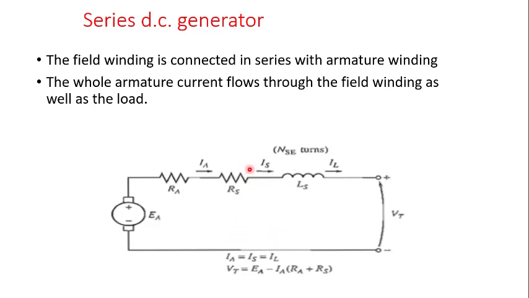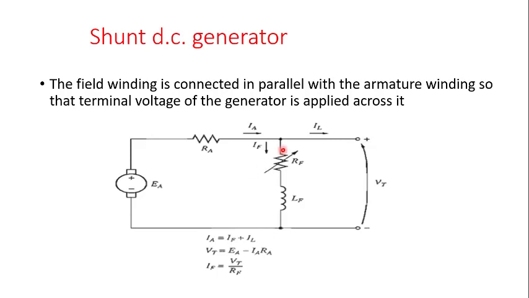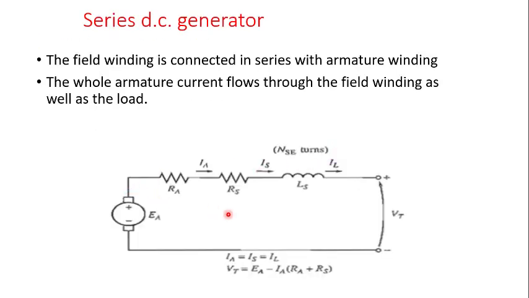All right. So in this case, we are going to connect the field circuit. You see, in the shunt, we connect the field circuit in parallel. But in the series, we're going to connect this particular circuit in series, or in line, so that the same current is going to flow through them. So let's look at the circuit.